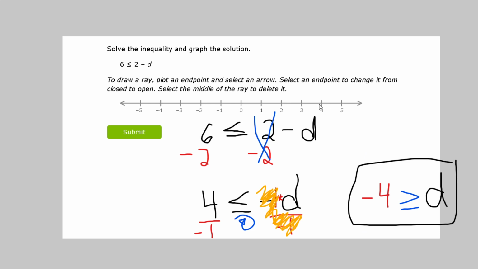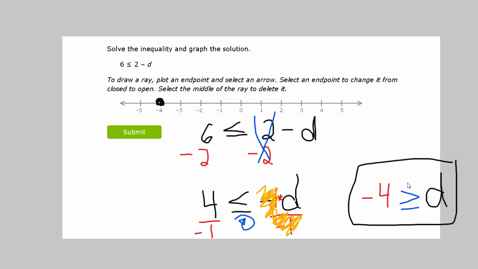That's where we're going to put our circle. We have a bar here, so we need to fill this circle in. So we're going to fill it in. There we go. Now we need to decide which direction it should go. Oops, I made a mistake. This should be a negative 4, right? So it should be over here. So we put our circle here, fill it in, since it's a negative 4.